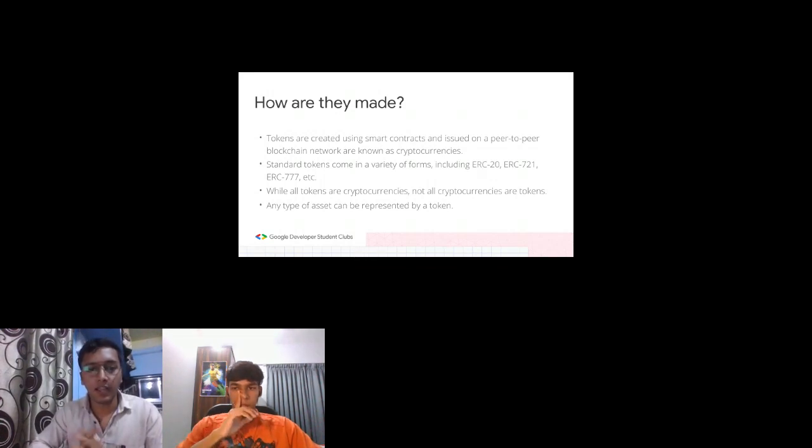While all tokens are cryptocurrencies, not all cryptocurrencies are tokens. And a token here can represent anything. It may be a cryptocurrency. It may be, suppose I create a picture and tokenize it. That is what we call an NFT. And for creating NFTs, you need to know the concept of tokens, and tokens are made using smart contracts. Simple.